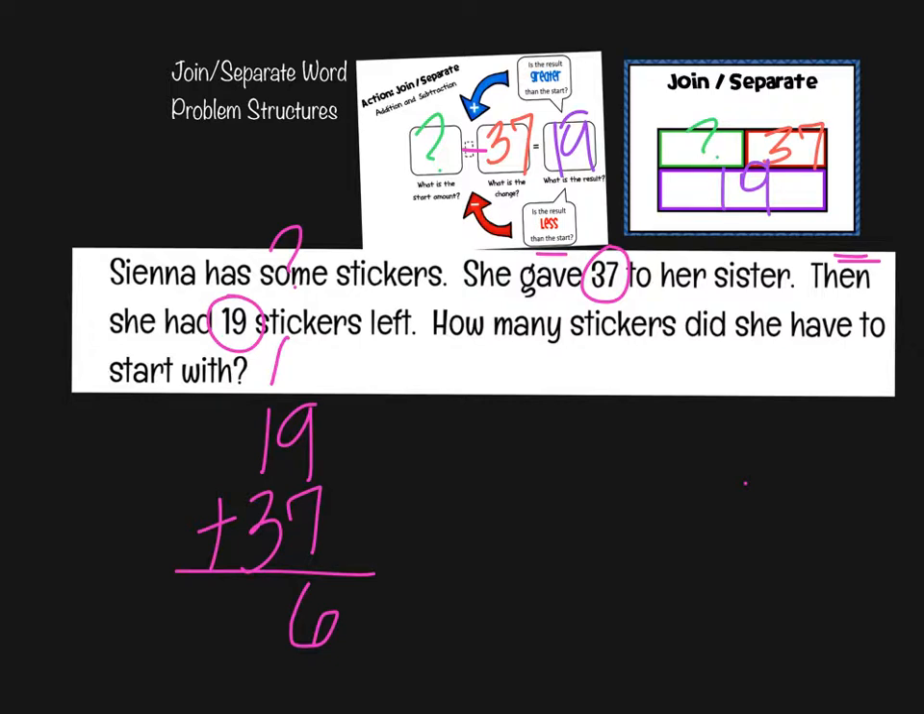Now add your tens place. What is it? Good. 5. So my answer is 56. Sienna had 56 stickers to begin with.